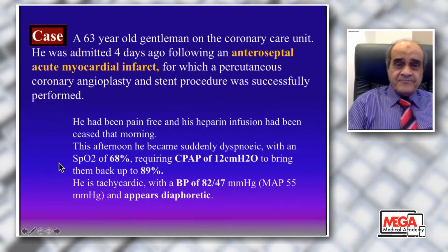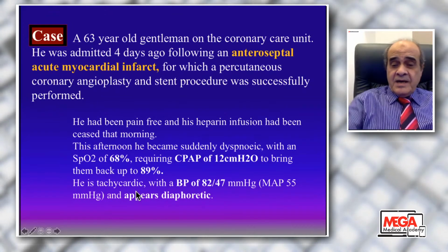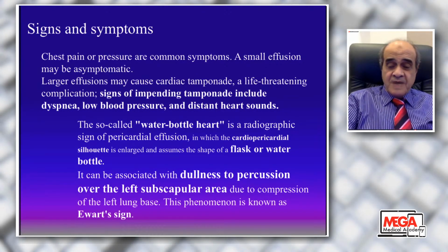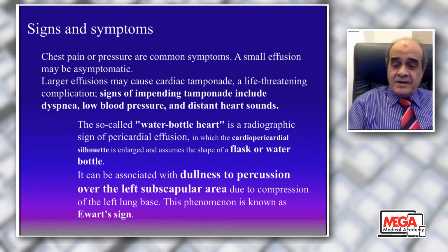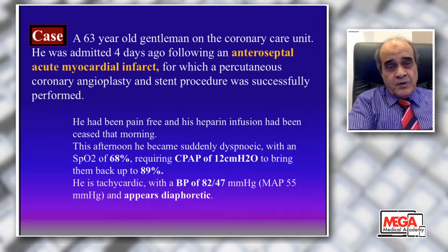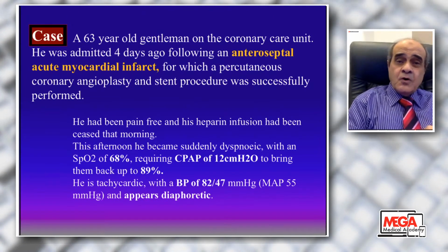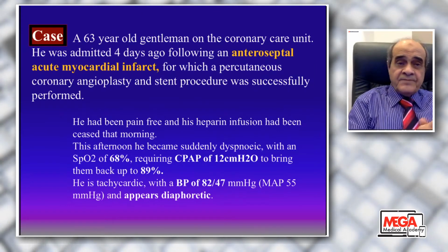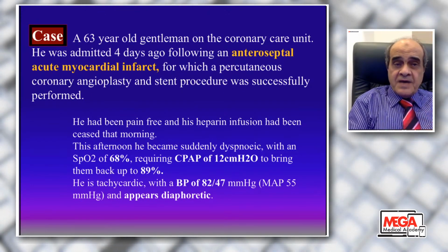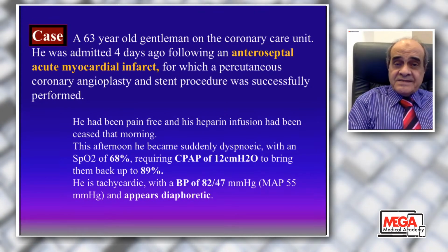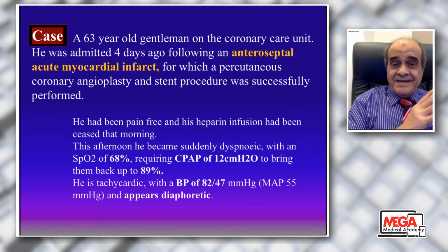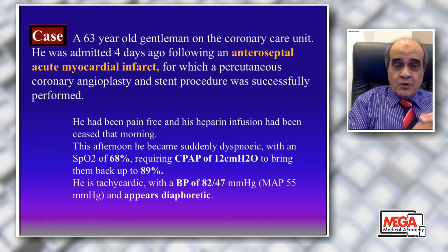It's very important. And so we have now discussed two cases of cardiac tamponade, and the first case was massive pulmonary embolism. All are related to our cardiac day. I shift now to another case also related to cardiac problems. A 63-year-old gentleman in the coronary care unit was admitted 4 days ago following an anteroseptal acute myocardial infarction, for which a percutaneous coronary angioplasty and stent procedure was successfully performed. He had been pain-free, and his heparin infusion had been ceased that morning.